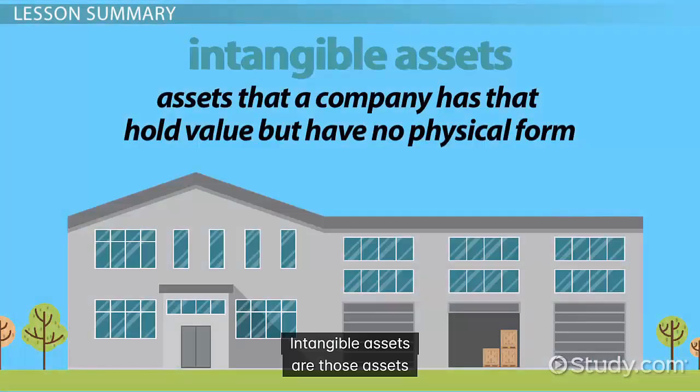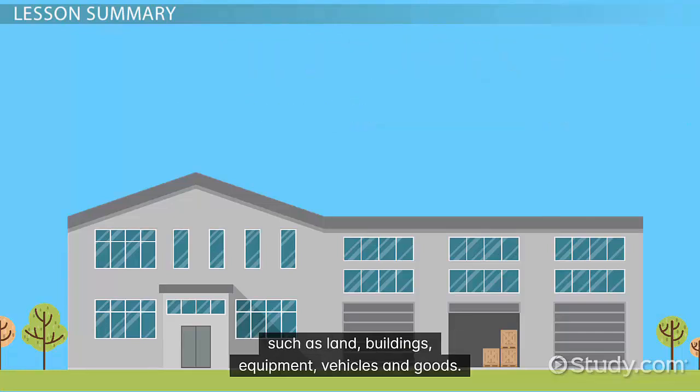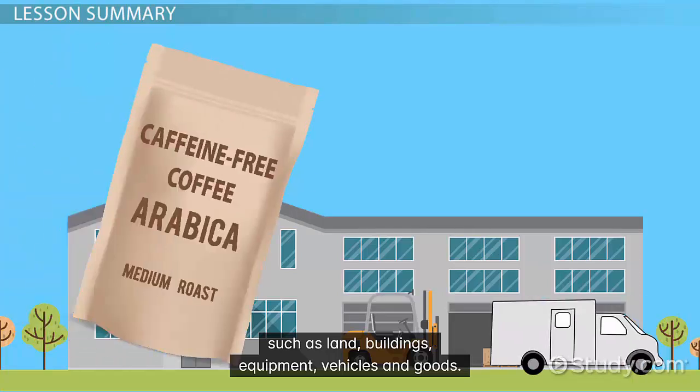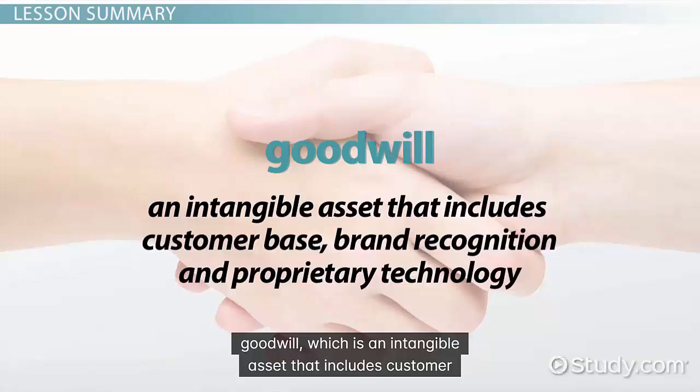Intangible assets are those assets that a company has that hold value but have no physical form. Tangible assets, on the other hand, are assets that are physical in nature, such as land, buildings, equipment, vehicles, and goods.